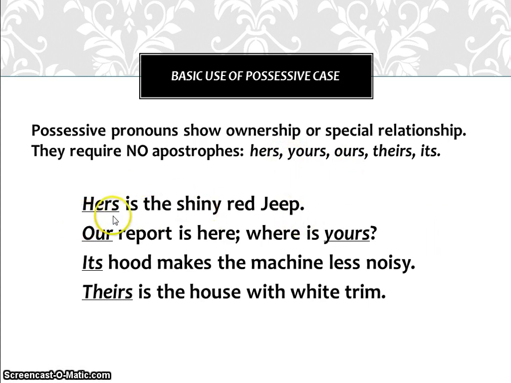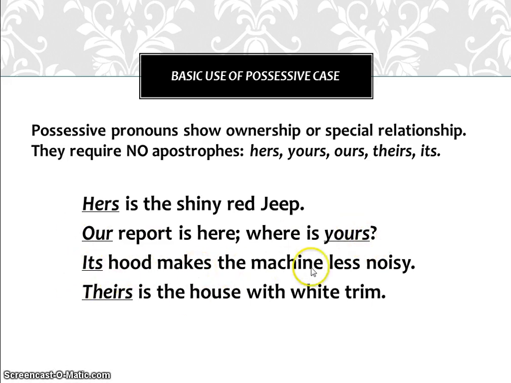Okay, so down here we have, hers is the shiny red Jeep. It belongs to her, so it's hers. We would not put an apostrophe here because this is already possessive. Our report is here. Where is yours? And these are both showing possession or relationship.